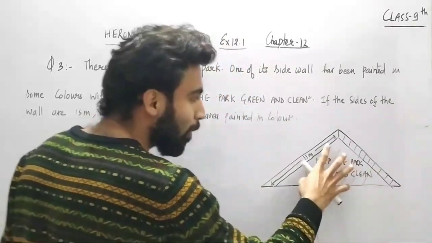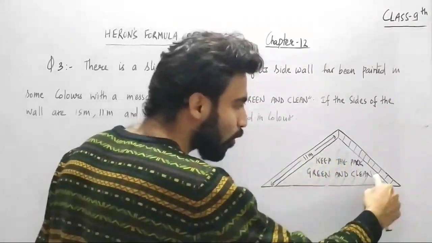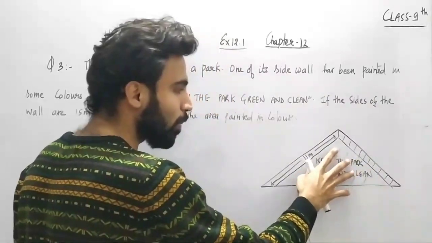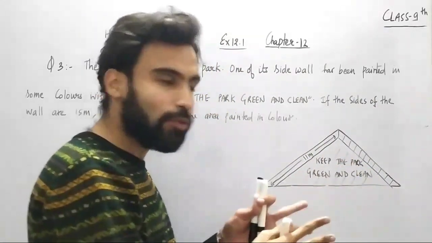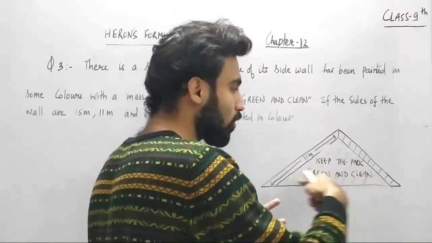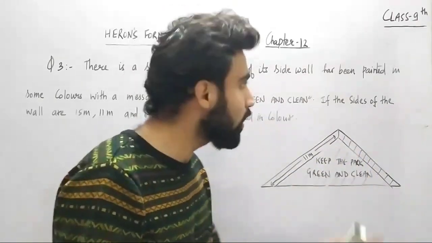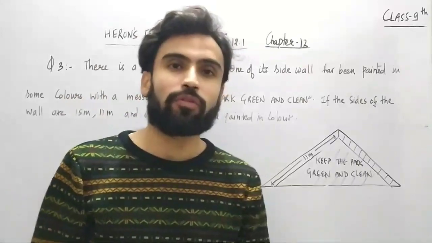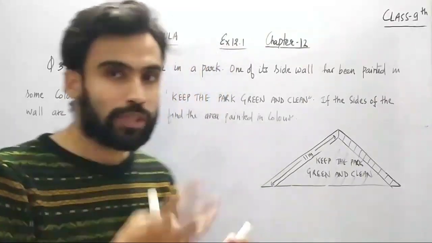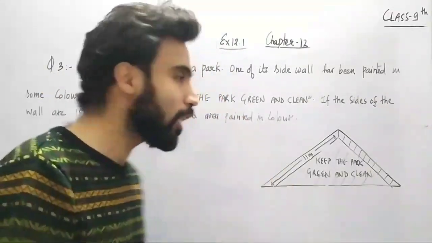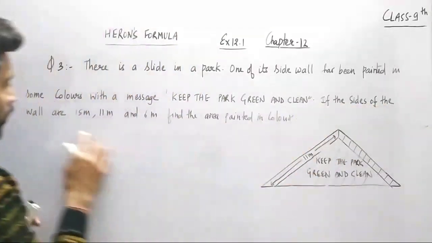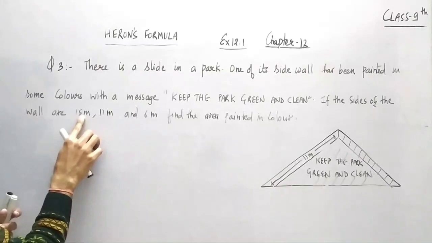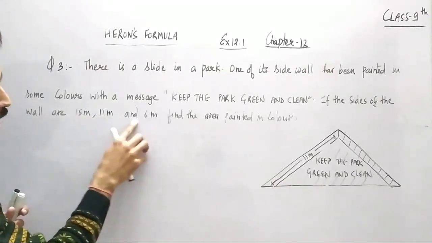नाउ इसके ऊपर पेंट किया हुआ है, यू कैन सी. सो वी हैव टू फाइंड आउट दिस एरिया, दिस इज पेंटेड एरिया जिसके ऊपर लिखा है कीप द पार्क ग्रीन एंड क्लीन. सो वी हैव टू फाइंड आउट द एरिया ऑफ अ ट्रायंगुलर, राइट. सो यू कैन सी we know that we can find out with the help of Heron's formula, but उसके लिए हमें तीनों sides जो है वो पता होना चाहिए. Now if we check out here, you can see if the sides of the wall are given as 15 meter, 11 meter and 6.